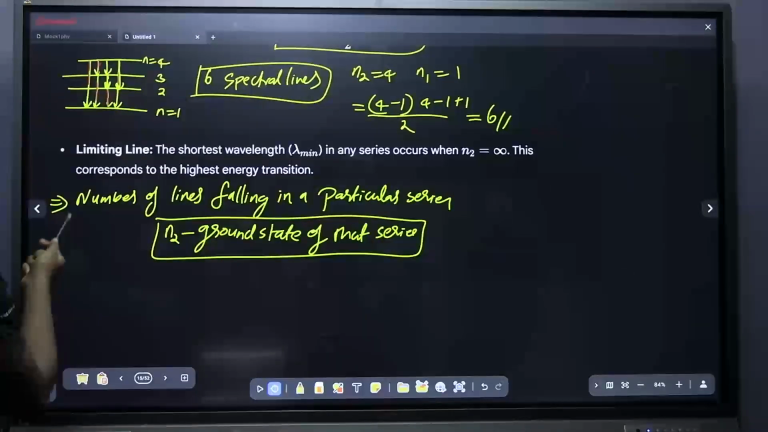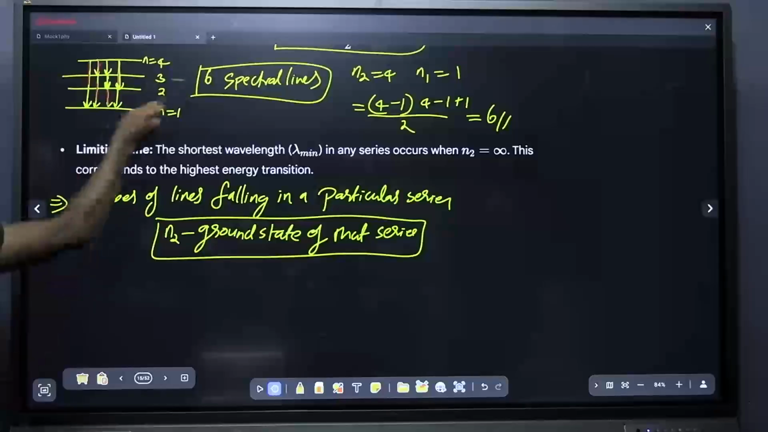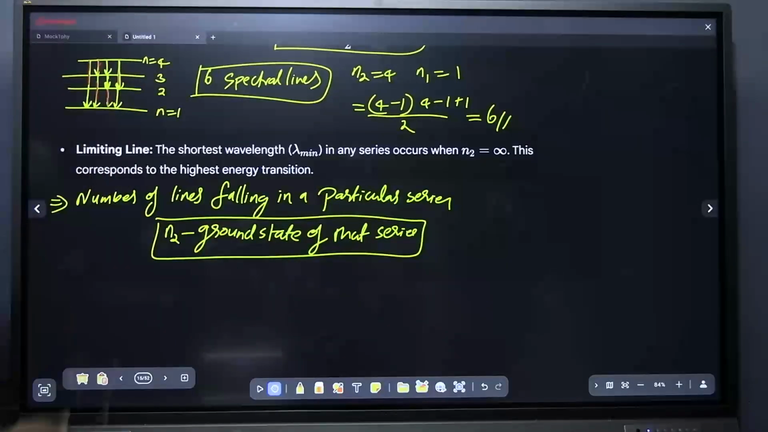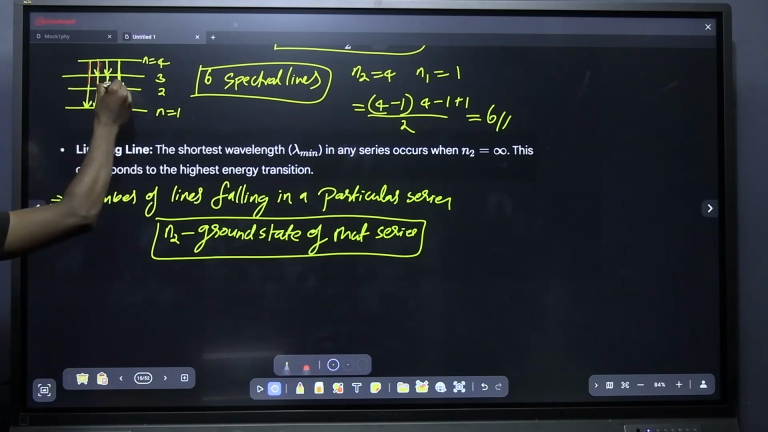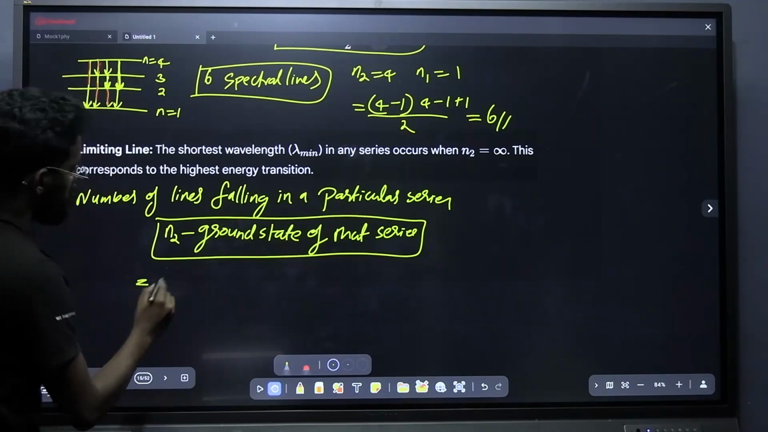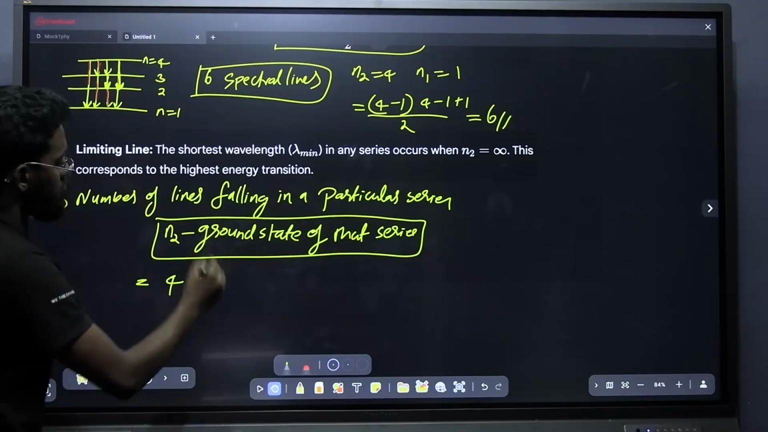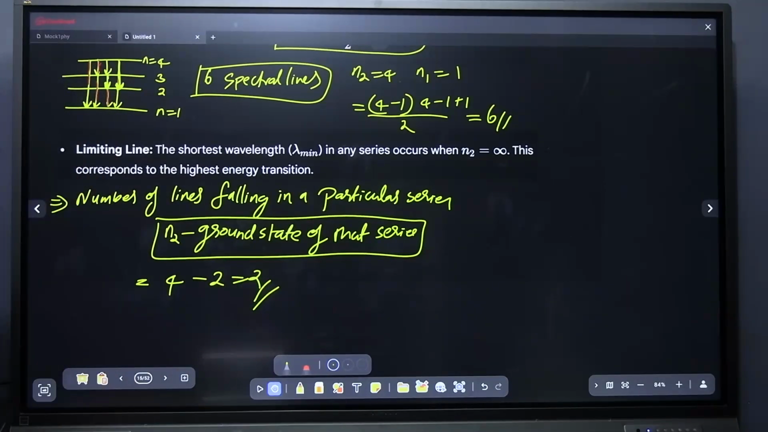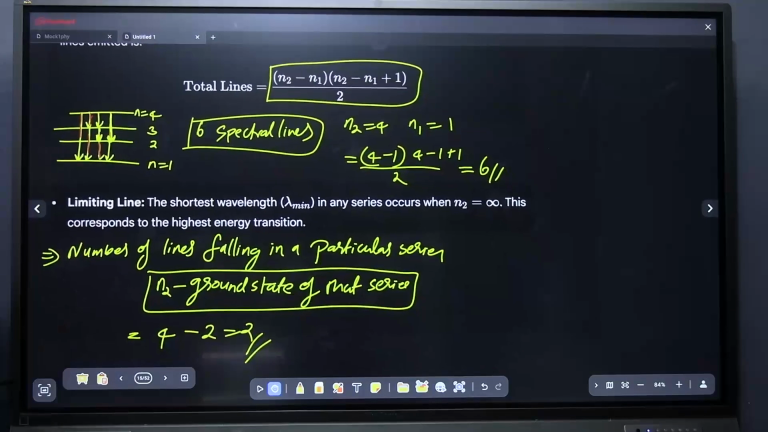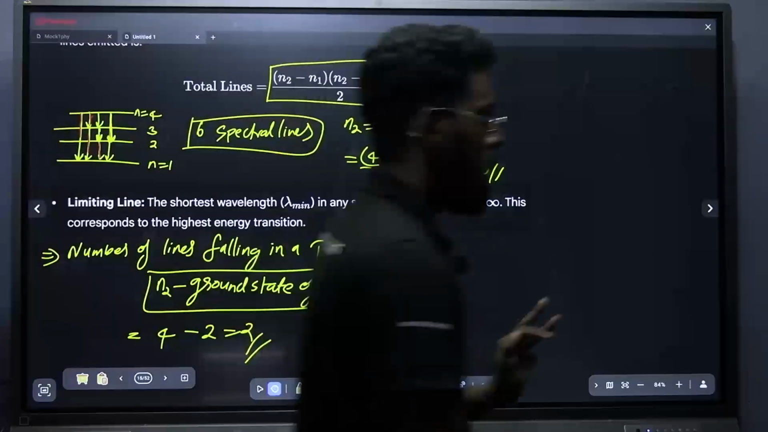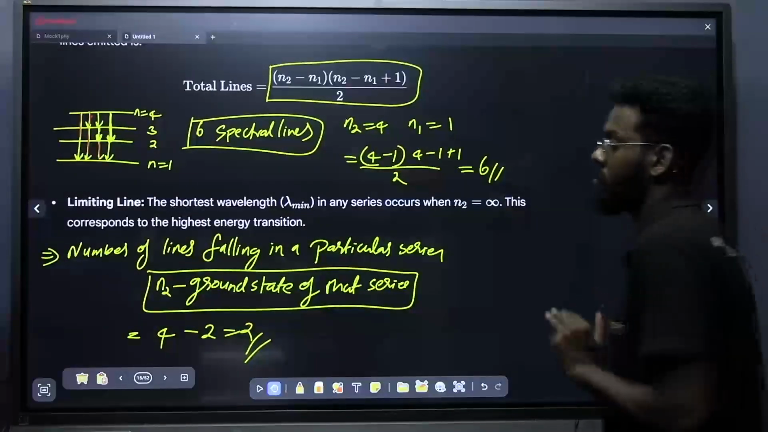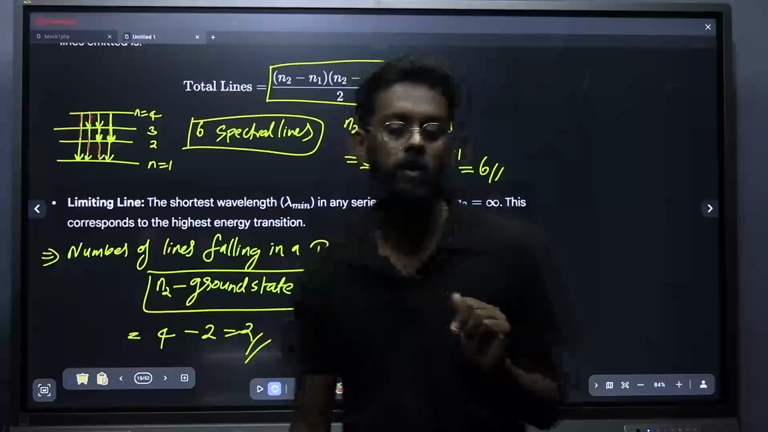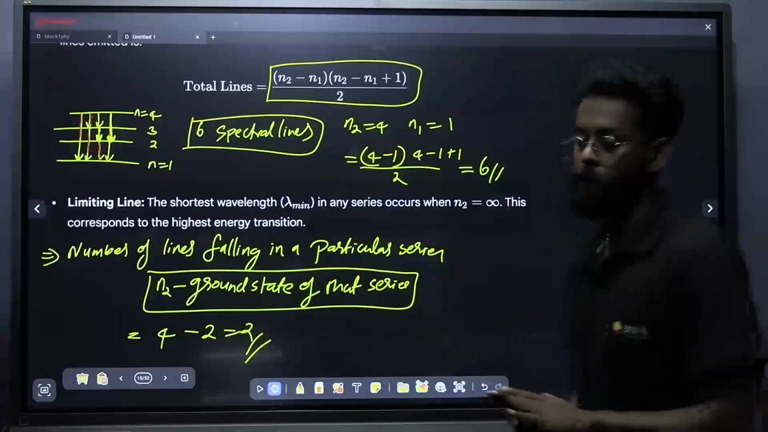Okay, if I'm taking this transition n is equal to 4 to n is equal to 1, how many lines are falling in the Balmer? We can see 2 lines are falling in the Balmer, right? So that we can verify by using this equation: n2 is equal to 4, then minus ground state of Balmer 2. We got it. So this is another point. I want all of you to take a note of it. Is it done, everyone? Number of spectral lines, and among these spectral lines, how many lines are falling in a particular series? That is what the 2 points I want to convey here.